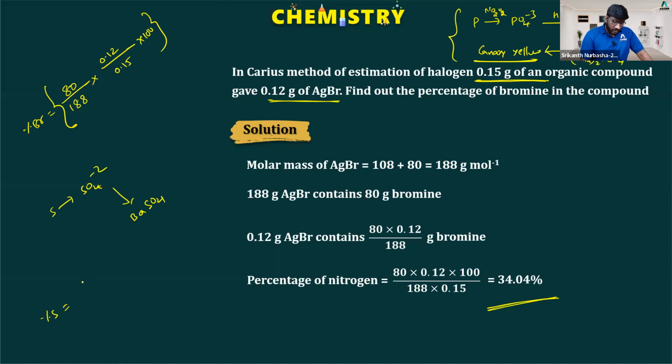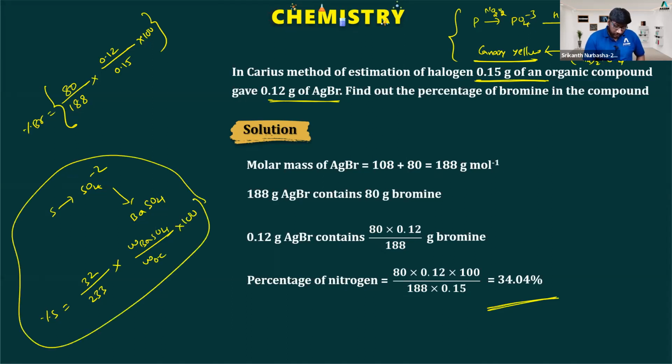So percentage of sulfur is equal to atomic weight of sulfur, 32, divided by molecular weight of BaSO4. Try to do the calculation and you will get around 233. Remember these values: 32 by 233, into weight of BaSO4 formed, divided by weight of organic compound, into 100. This is for sulfur.